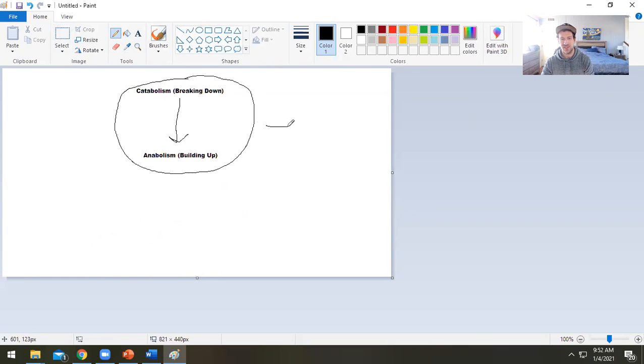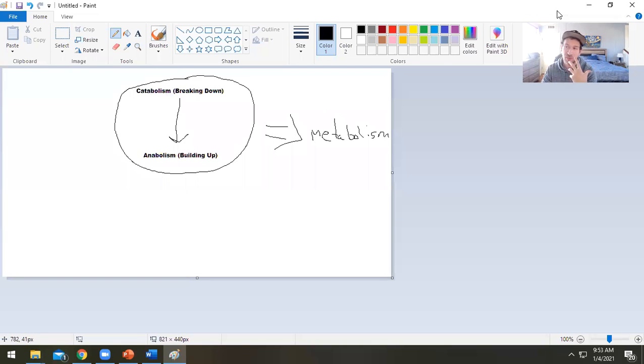Both of these processes together make up your overall metabolism. Ugly chart. But what we're gonna do is break food down to have ingredients to build us up, right? So if you take that chicken breast, right?